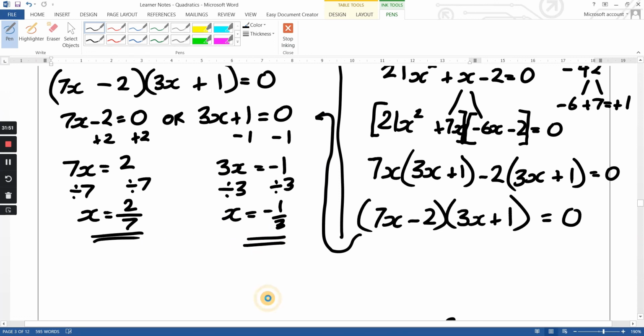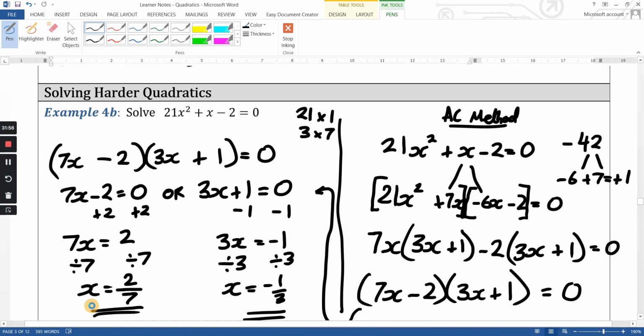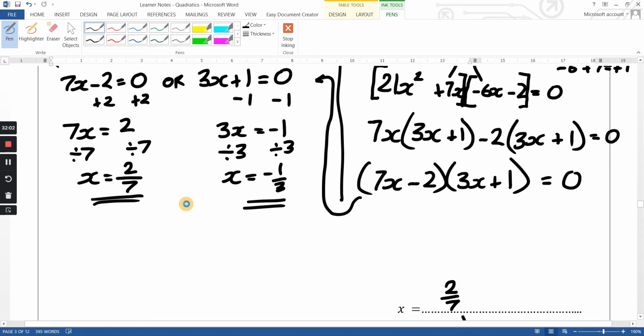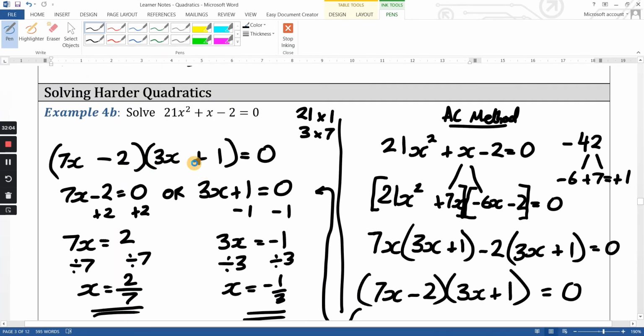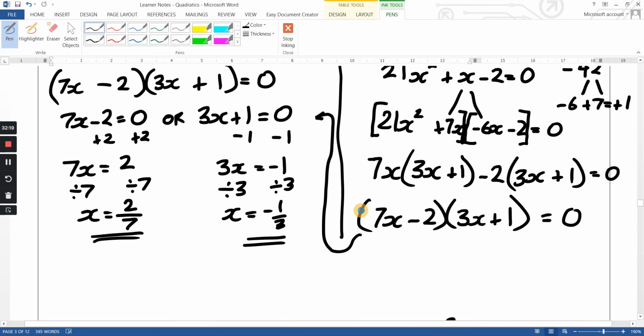Yep, so whether you do the AC method or go straight into double brackets, it's your choice, but obviously I think, me personally, going straight into double brackets is a lot quicker. That's going to save you a lot of time in the exam. So ideally I'd prefer if you can do it this way. If not, then you've got the AC method as a backup, which is a little bit longer.